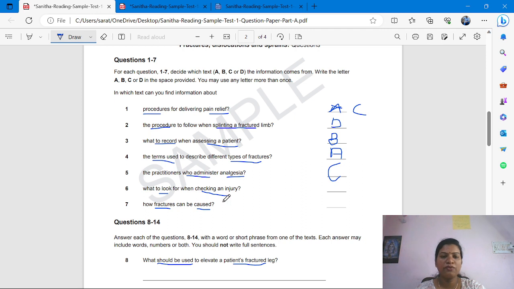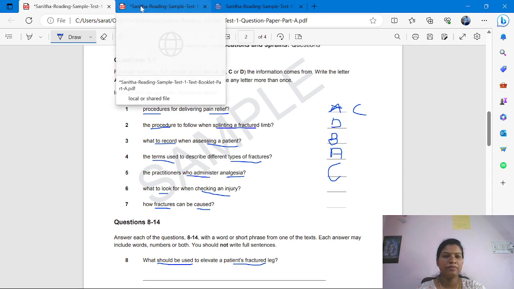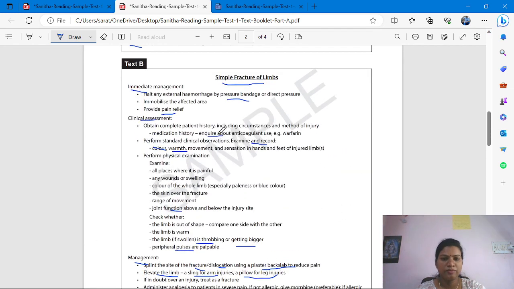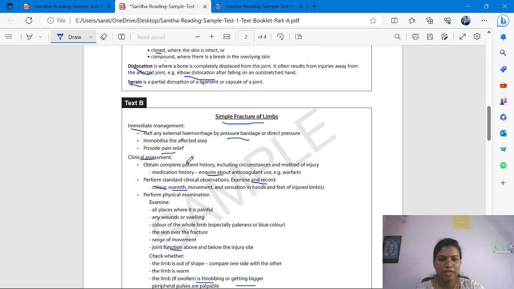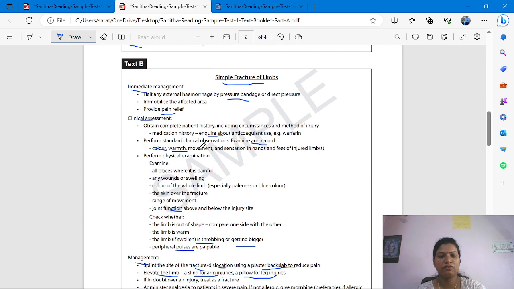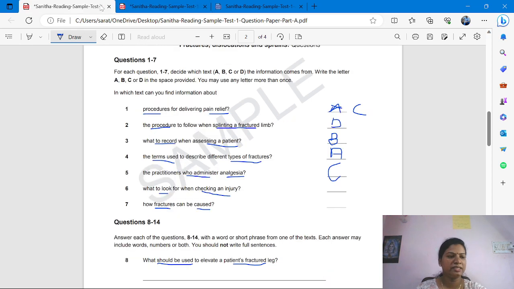What to look for when checking an injury? Obtain complete patient's history, including circumstances and method of injury, medication history, enquire about anticoagulant, perform standard clinical observation, examine and record color, warmth, movement and sensation of hands and feet of injured limbs. So what to look for? Color, warmth, movement and sensation. What is the answer? B.